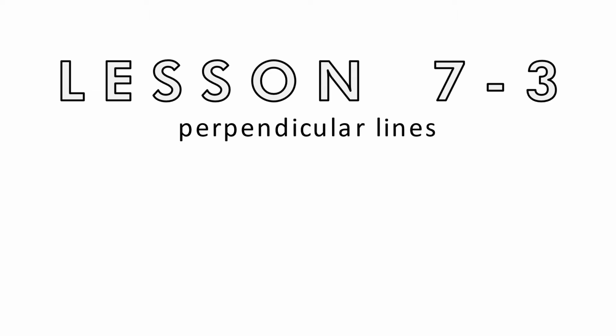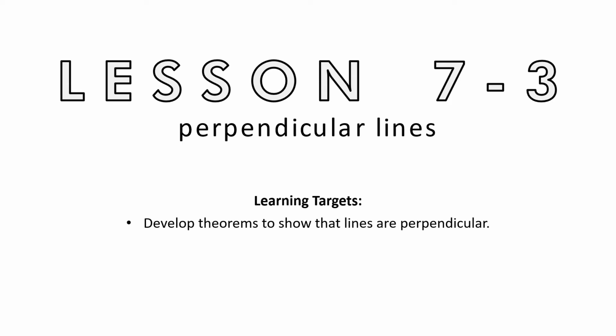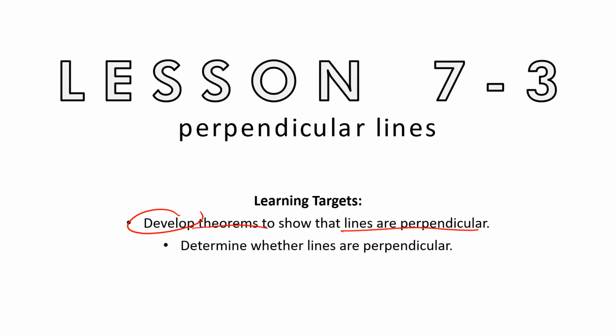So, let's go through what the learning targets will be. First learning target will be to develop theorems to show that lines are perpendicular. So we're going to be doing that and adding theorems to our list of justifications. So I'll go ahead and we'll circle develop. We're developing theorems, and these theorems will show that lines are perpendicular. And then we'll also determine whether lines are perpendicular. So we'll use these theorems that we develop to determine if lines are perpendicular or not. All right, let's do it.